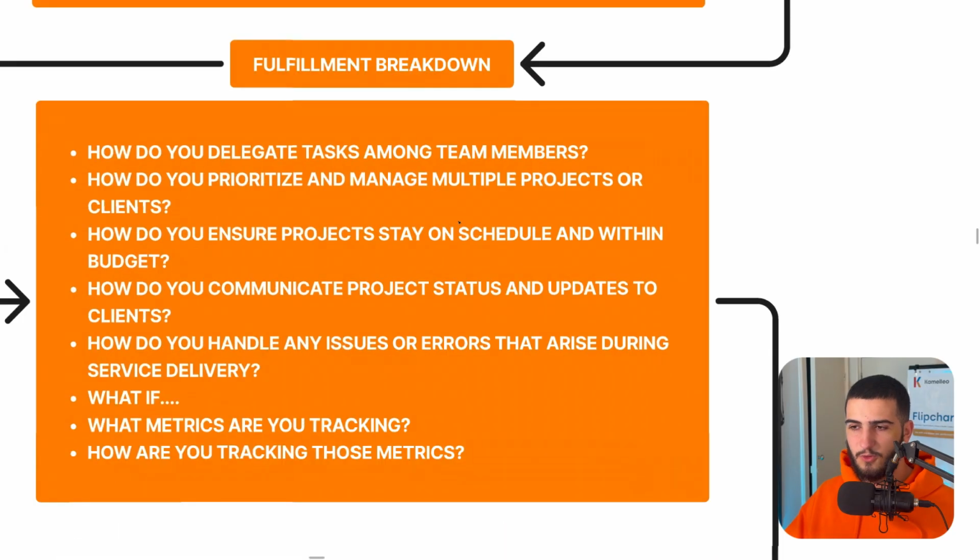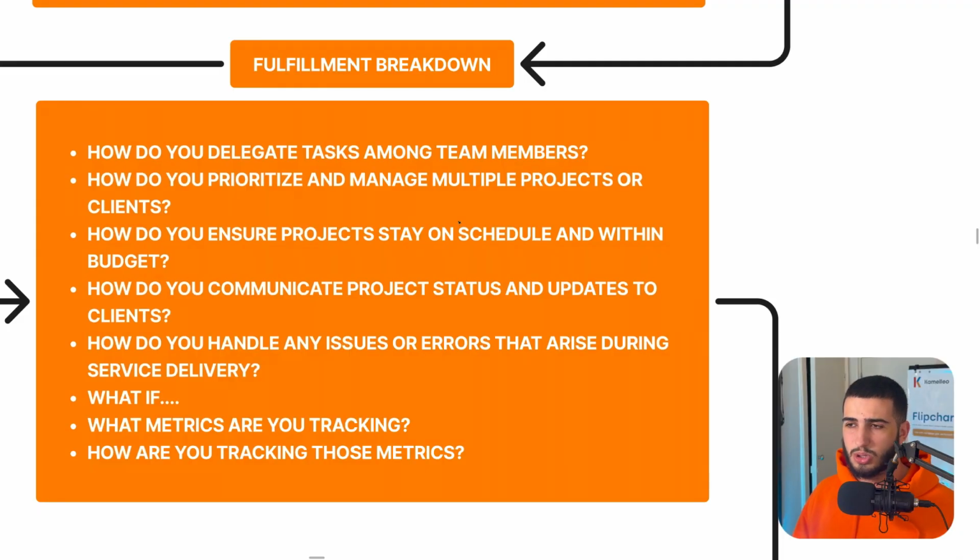Now here, when I say fulfillment, it's basically how you actually deliver your specific offer to your clients. So a couple of questions I want to ask you is how you actually delegate tasks among team members. If you have a team with different team members that deal with different things, you want to have a really, really clear system for how you delegate things within that client journey or within the fulfillment process to different team members.